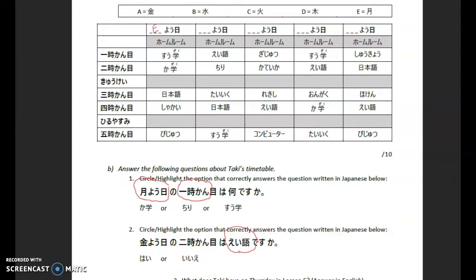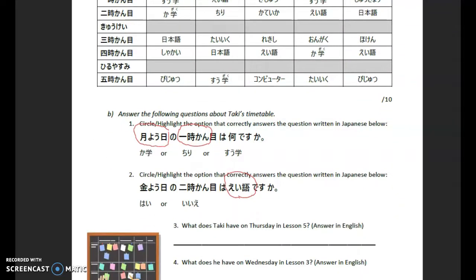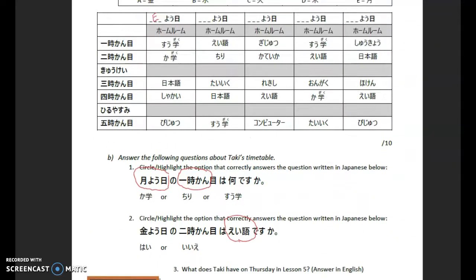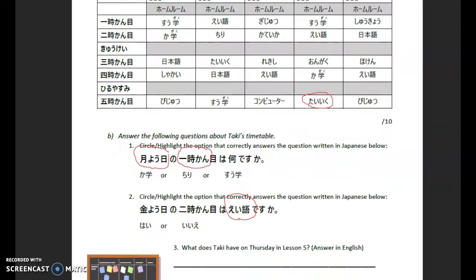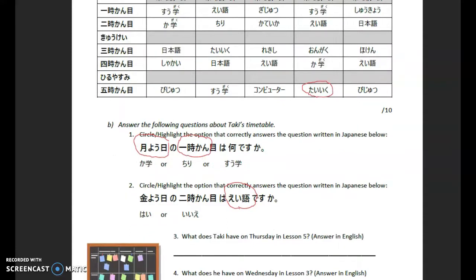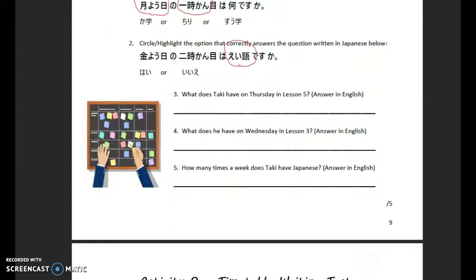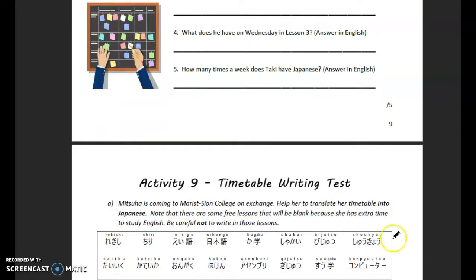Questions 3, 4 and 5 are all in English. What does Taki have on Thursday lesson 5? So I'm going to go to Thursday lesson 5. This is the subject. You need to translate that to English. Same as Wednesday lesson 3. And how many times does he have Japanese? If you can't read the hiragana there, you can find it on this page next to it, Activity 9. You'll see that it's pronounced taiku. So if you can translate that to English and write it on the line, that's what you need to do.